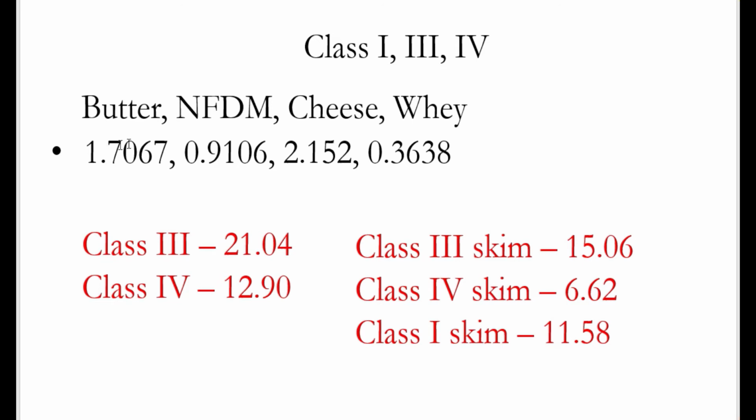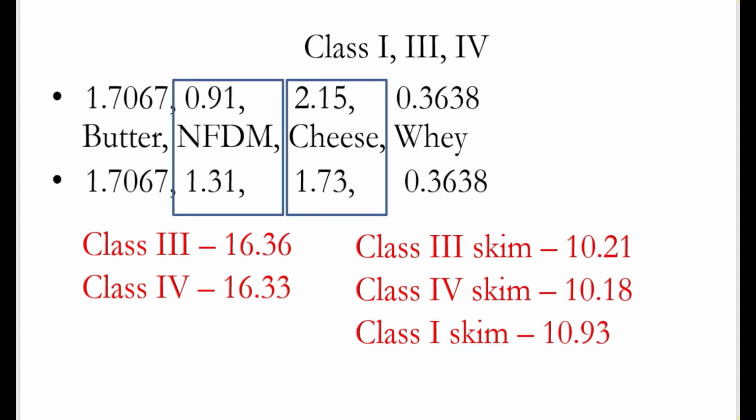These are our actual component numbers that were released by USDA that gave us a 21.04 Class 3 and a 12.90 Class 4. So that's a huge difference. And that gave us a Class 1 skim price of $11.58 because we take the average of the skim prices, add 74 cents to get the Class 1 skim price.